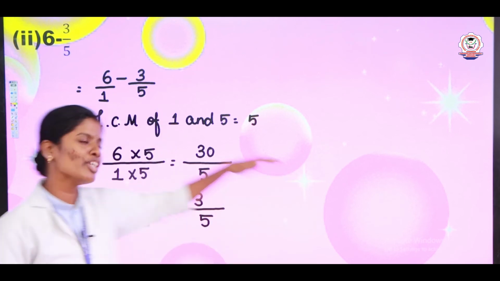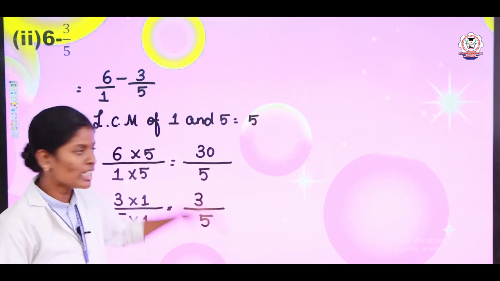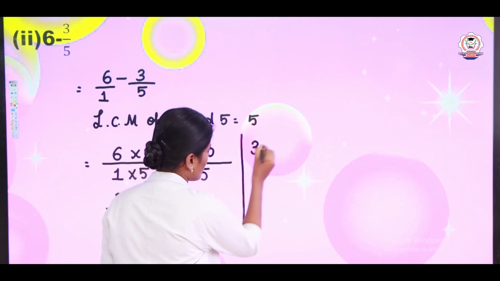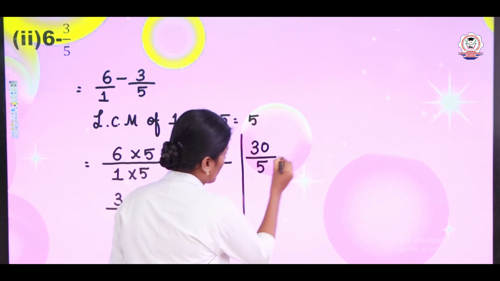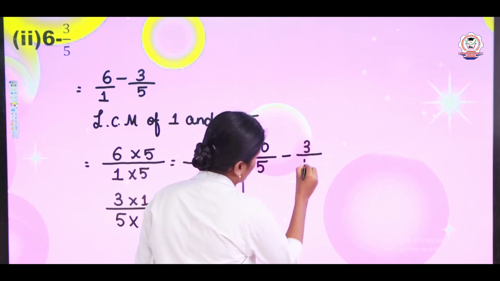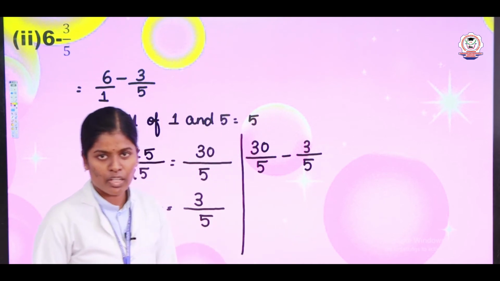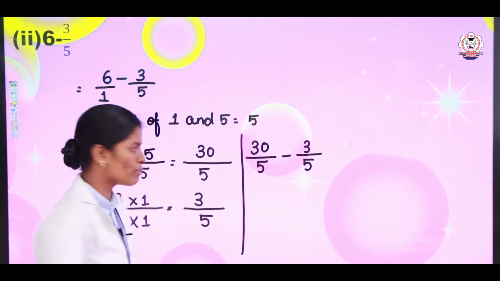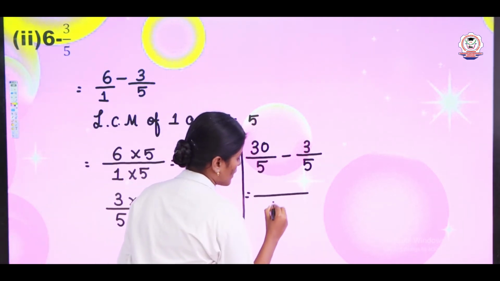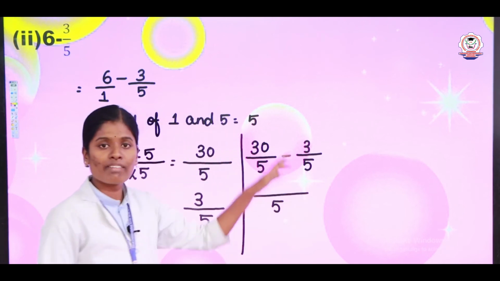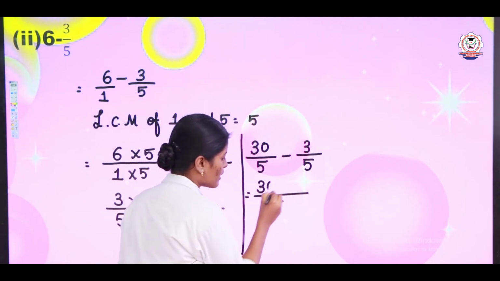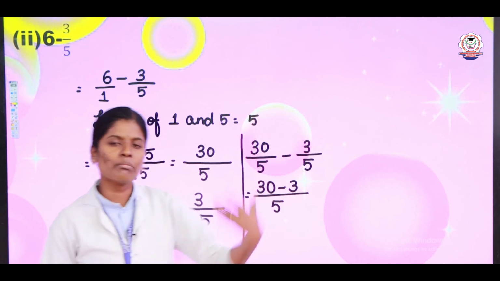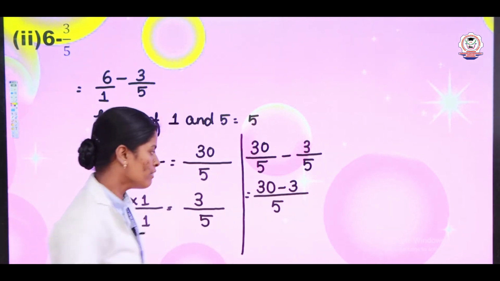So listen my children, we got both denominator values are same. 30 by 5 and then 3 by 5. Take 30 divided by 5 minus 3 divided by 5. We got the same denominator value. We have the numerator values 30 and 3. Now we are going to subtract this. The denominator value is 5. The numerator values are 30 minus 3. 30 minus 3, the answer will be 27 by 5.